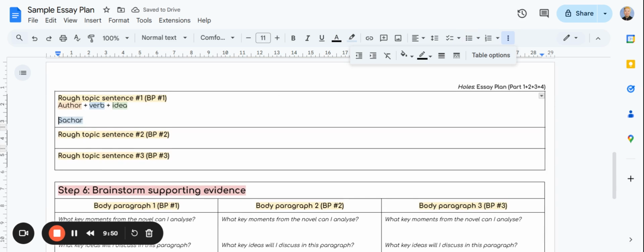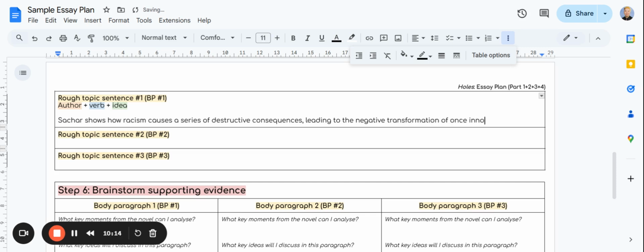So I'm going to get rid of this highlighter. I'm going to write Sacca, the author, shows will be my verb, and the idea will be something like Sacca shows how racism causes a series of destructive consequences, leading to the negative transformation of once innocent characters. So remember when Sam the Onion Man dies, Catherine Barlow becomes the infamous outlaw Kate Barlow, or Kissing Kate Barlow, because she wants to take revenge on those who slaughtered Sam.